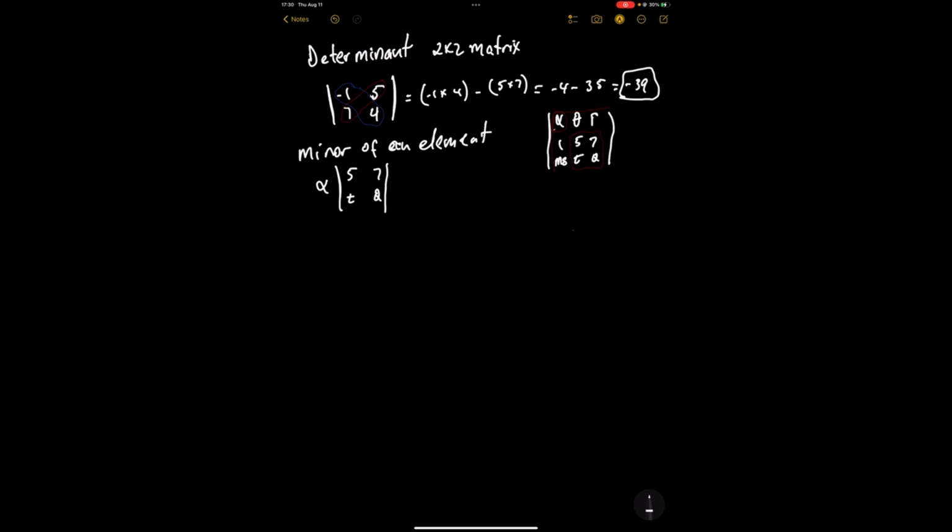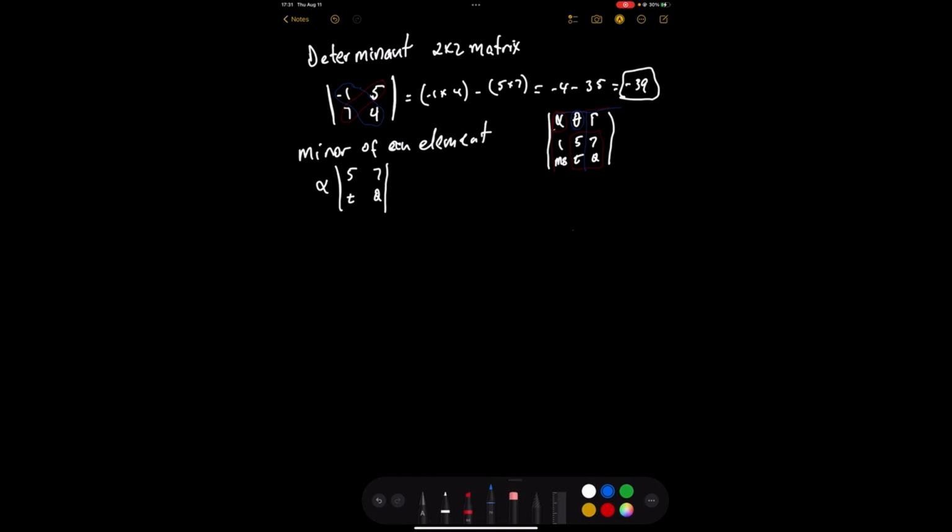This is how you find the minor of an element in a 3 by 3 matrix. Now, let's say we were trying to find it for theta, it would have been the same thing. The minor of theta would have been what? You would look at theta, and you would cross out everything on the line of theta and everything on the column of theta. And what do you have next?